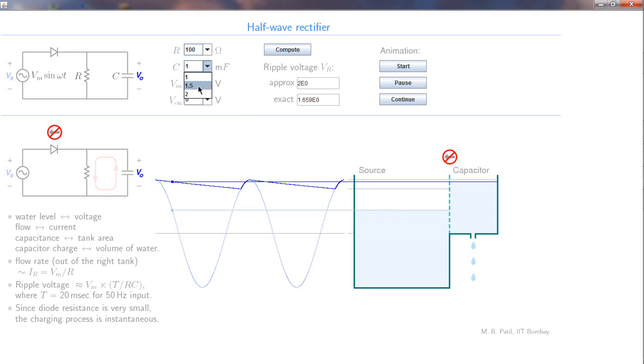Remember, the earlier ripple is 2, and now let's compute again. Now the new ripple voltage is 1, and as we expected, the size of this tank has increased.